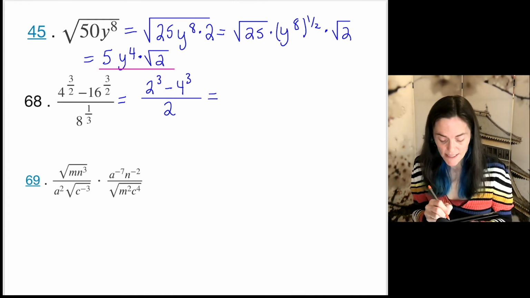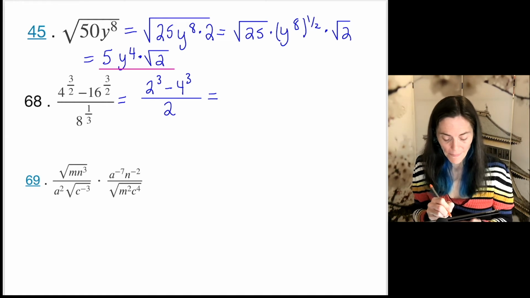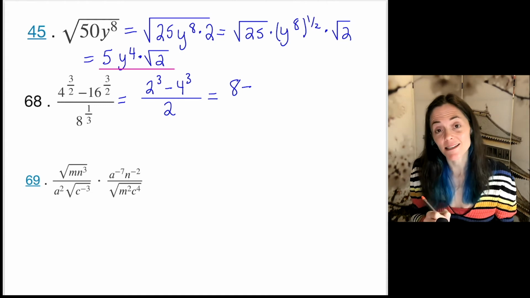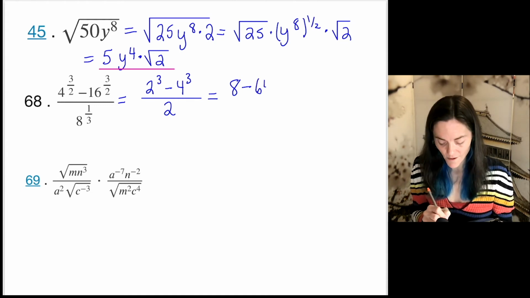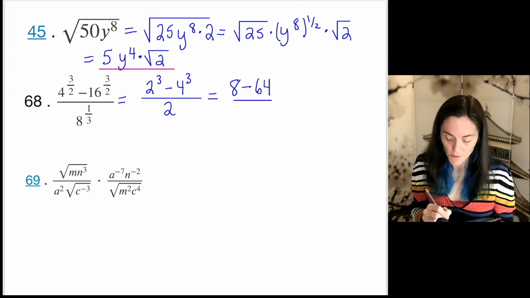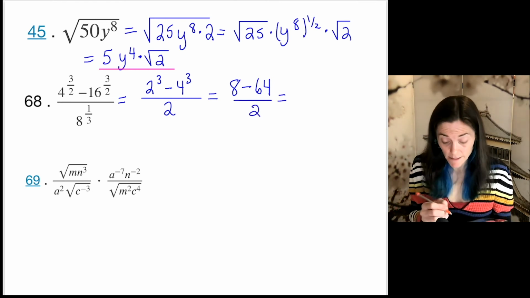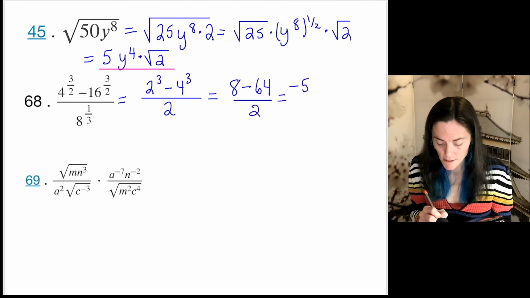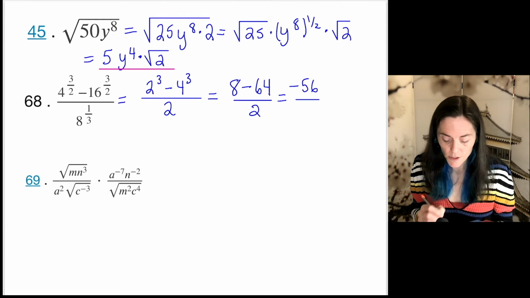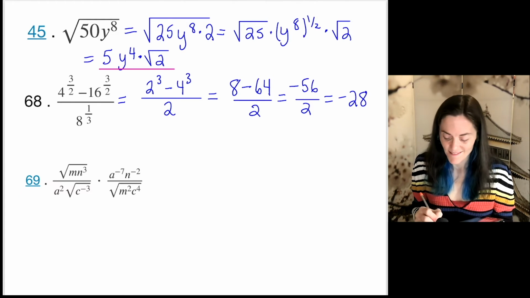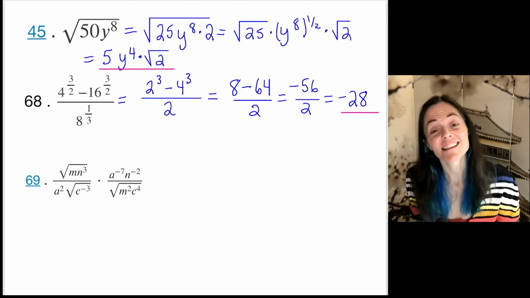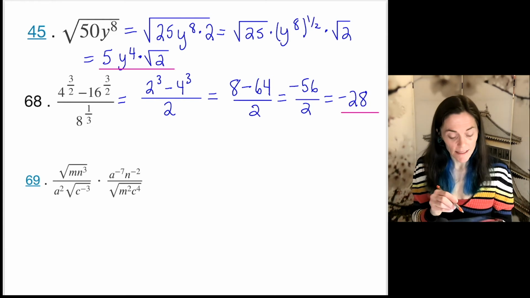Now I have 2 more steps. 2 cubed is 8. 4 cubed would be 16 times 4, which is 64, and then divided by 2. 8 minus 64 is negative 56. Then we divide by 2, and I'm left with negative 28. This is our answer to 68.